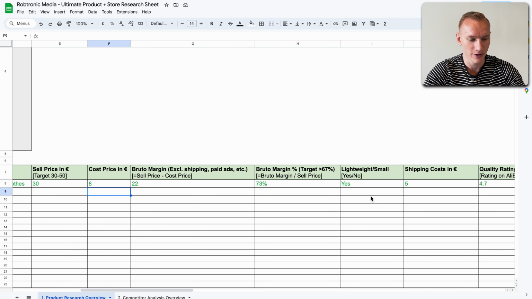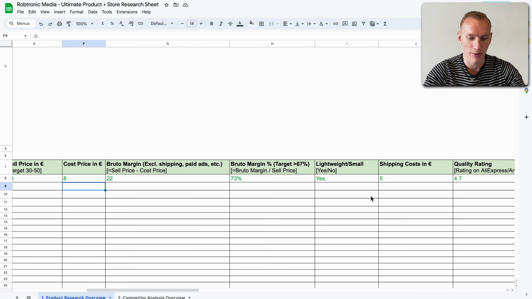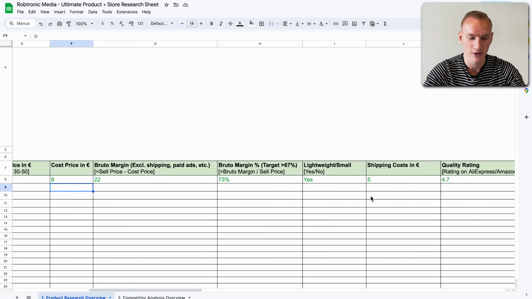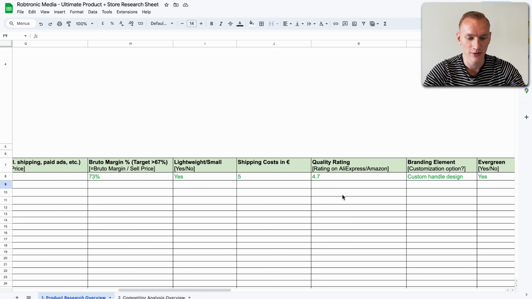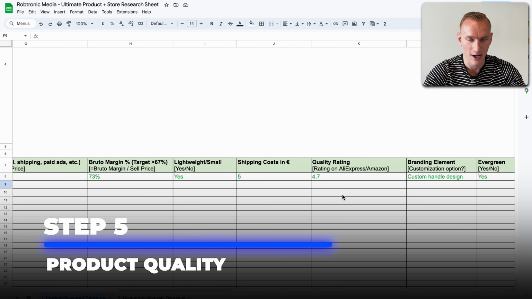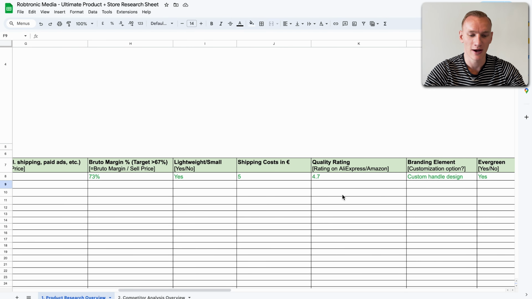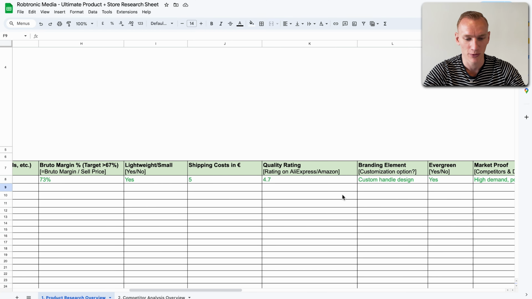So for example, for this pet hair remover, it can be approximately 5 euros in shipping cost. So you need to deduct that from the price of the supplier as well. And also you need to check on Amazon or AliExpress, if you're doing research, that you have at least a 4.5 star rating or even higher, because you need to make sure that you have enough product quality that people are satisfied once they receive the product. So that's super important as well.